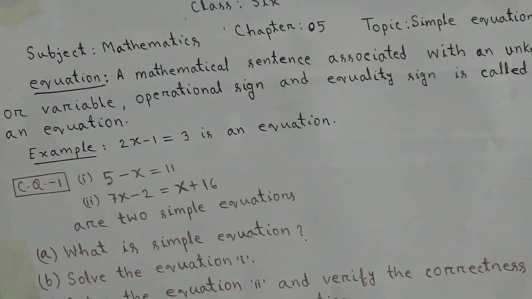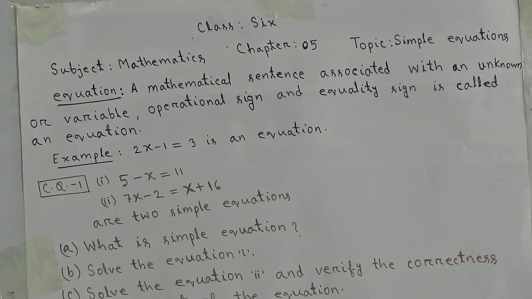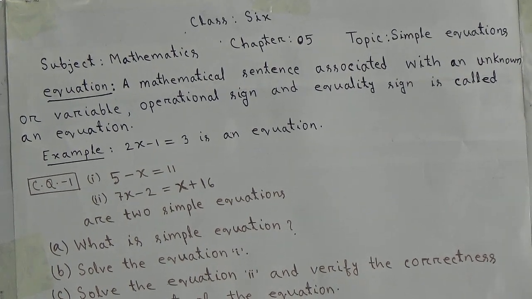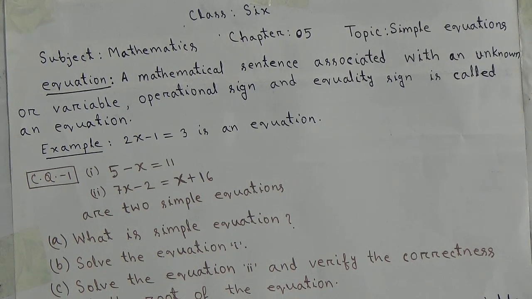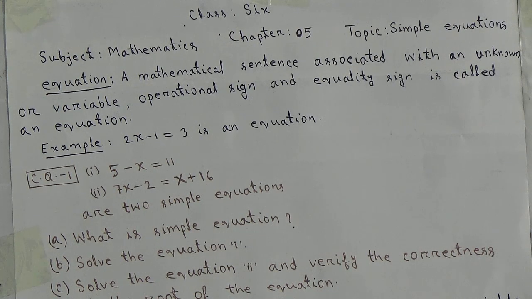So in case of equation, we can say that we can add the same number to both sides. We can subtract the same number from both sides. We can multiply both sides by the same number. We can divide both sides by the same number. Okay. Now we will solve the CQ question.